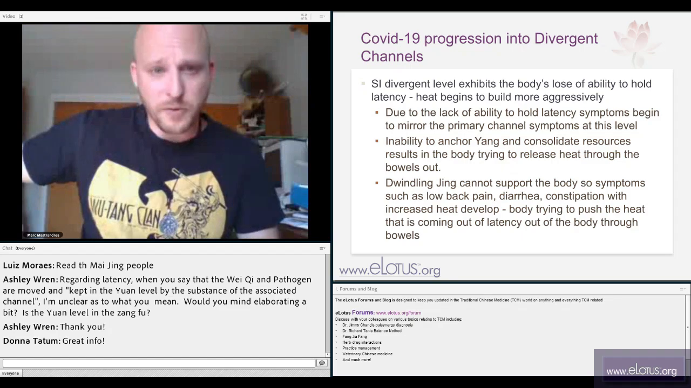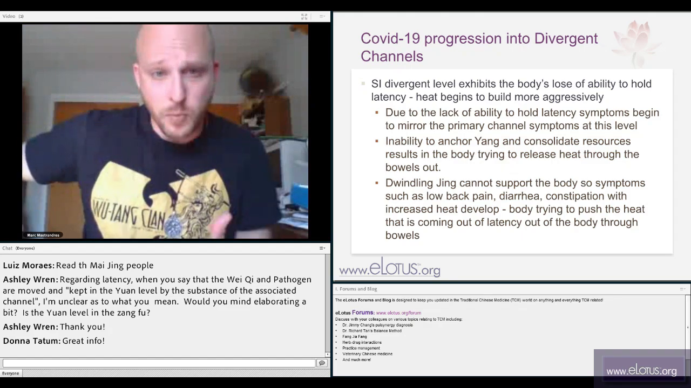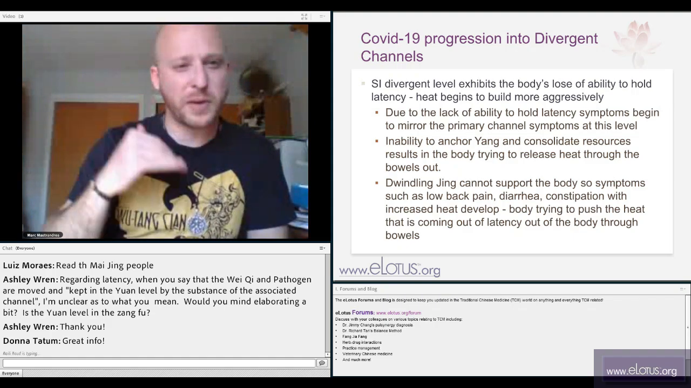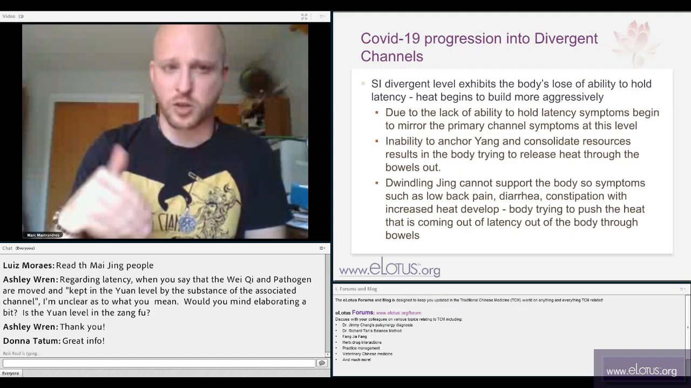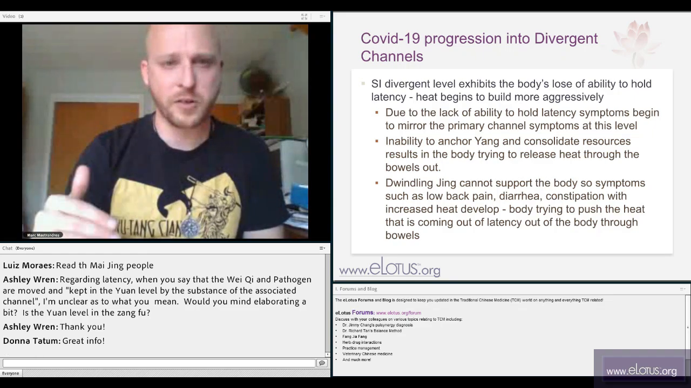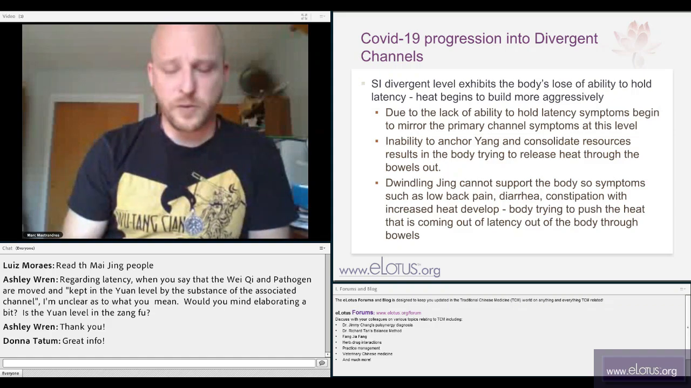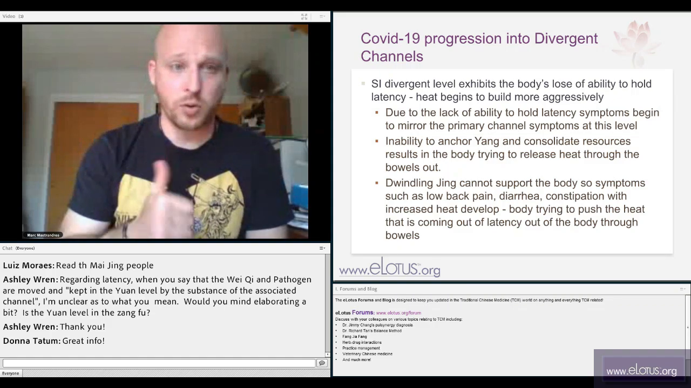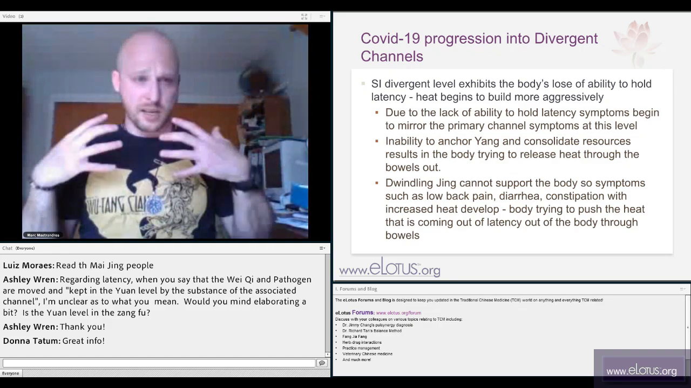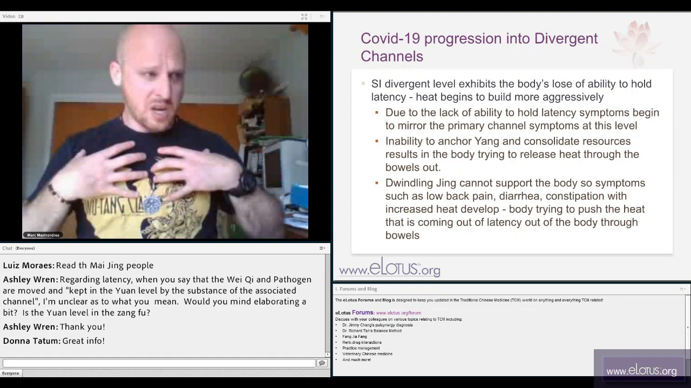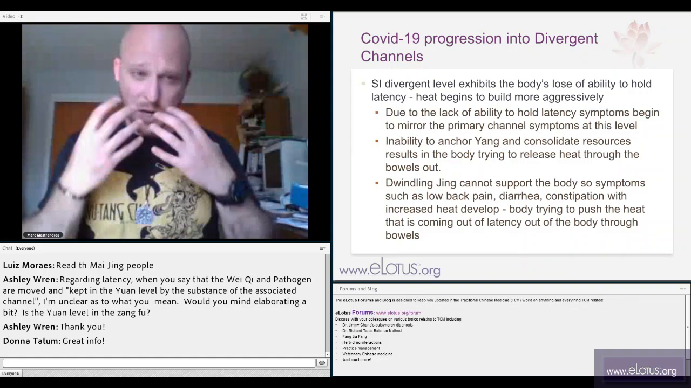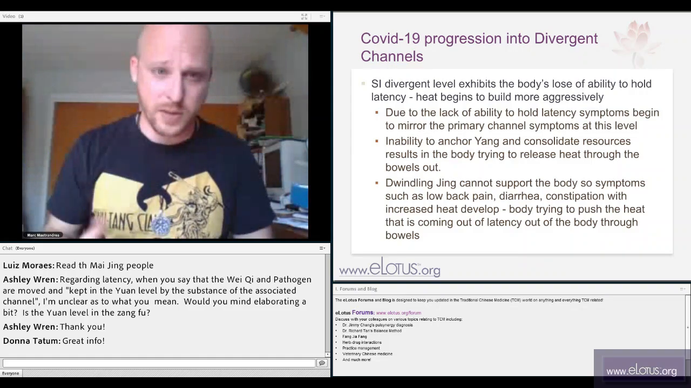So, COVID progression. Here we go. Small intestine. Now I break things down more by slides in this way, where it's a little bigger, because this is where you're getting critical, right? These are the levels that I'm normally coming into patients' houses and seeing them at, and it's very severe. So the small intestine divergent level exhibits the body's loss of ability to hold latency. The heat is much more aggressive now. You're going to see a lot of inflammation. You're going to see a full-on presentation of COVID with rapid breathing and lungs that are full of purulent pus, and they could be coughing up blood and having phlegm and things like that.